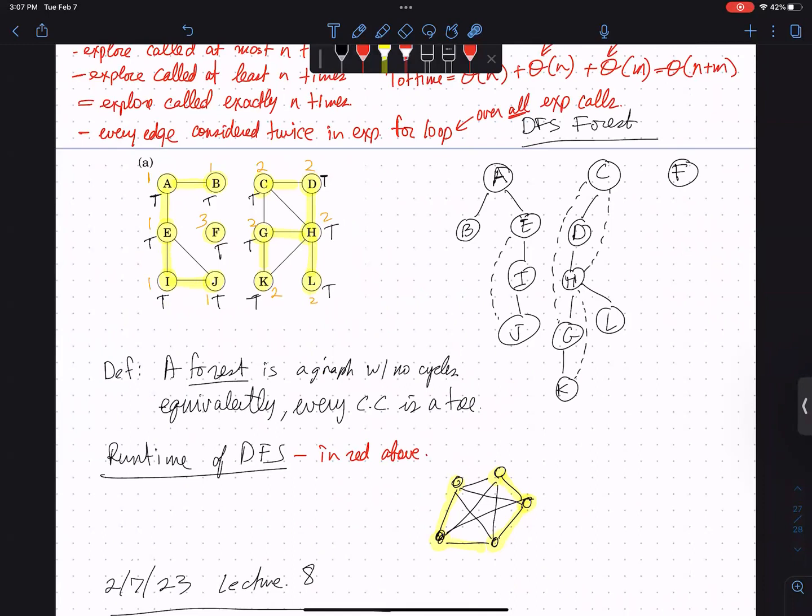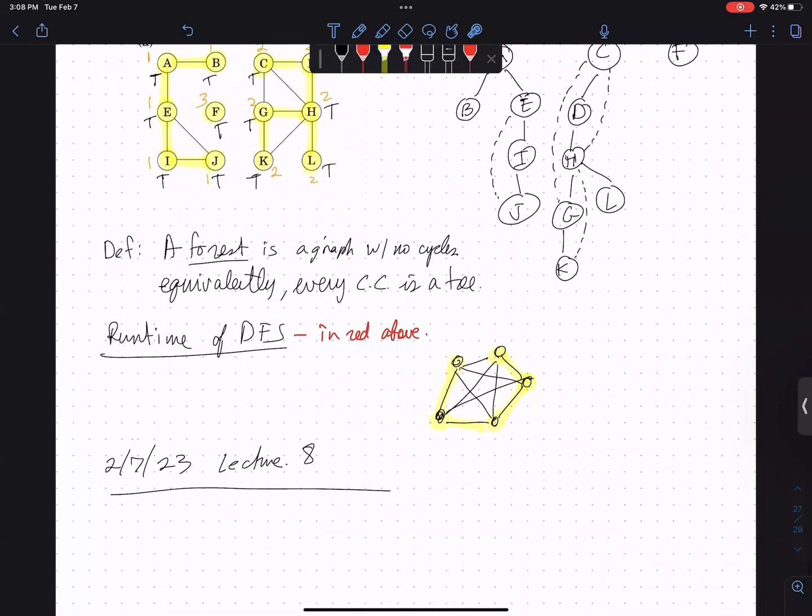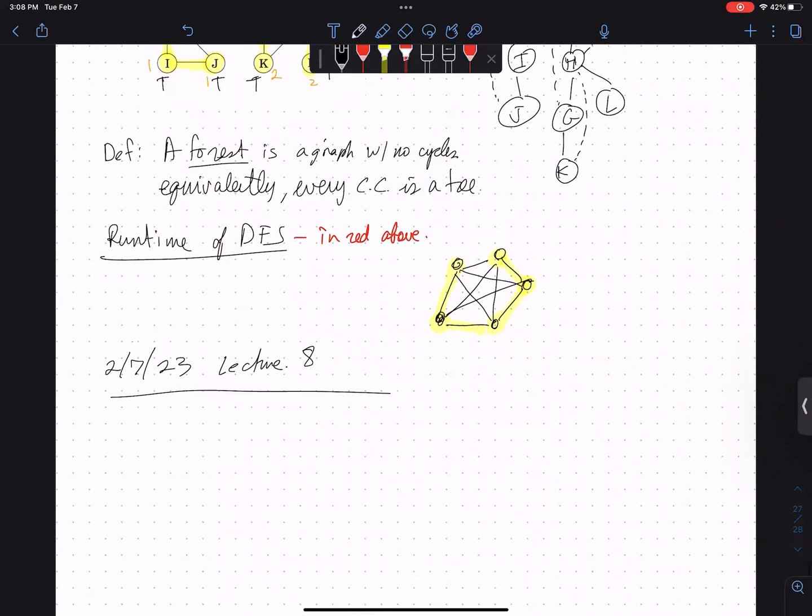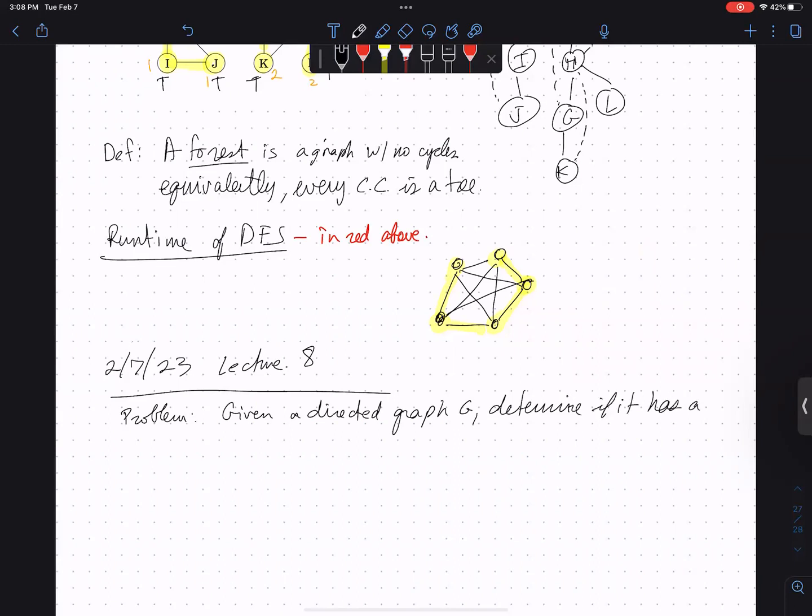So where we pick up today is we're going to look forward to try to solve another problem. This other problem is the following: given a directed graph G, determine if it has a cycle. We'll talk more about this problem and its applications, but it will turn out that this will be solved with depth first search, another small modification of depth first search. Before we get to that point, we need to introduce a few more things, and that's what we'll do this lecture.